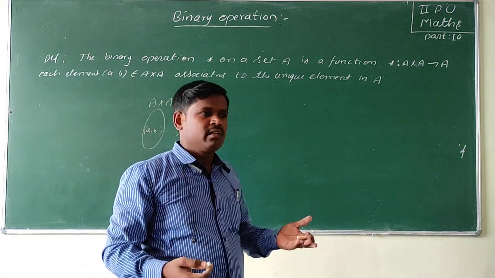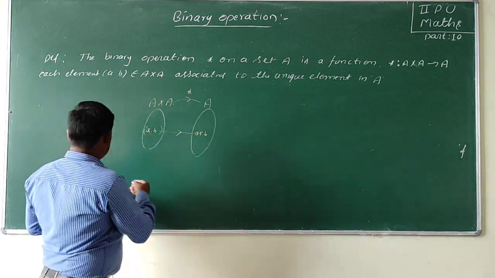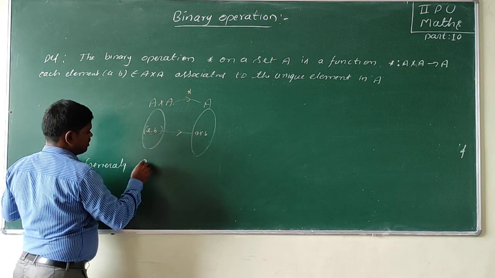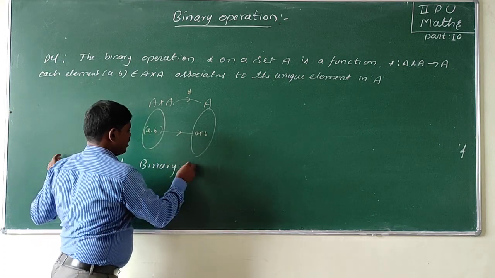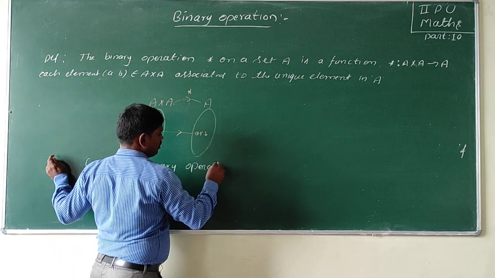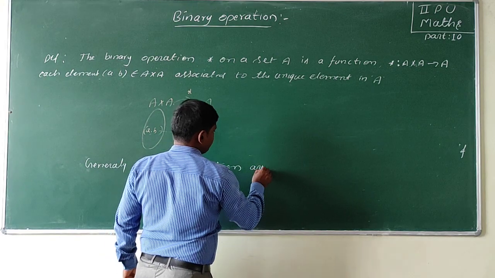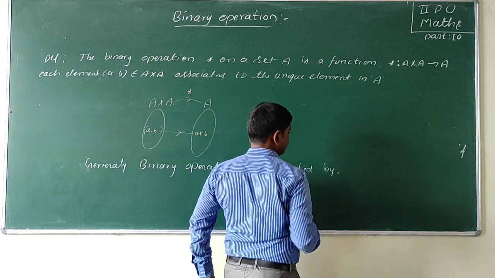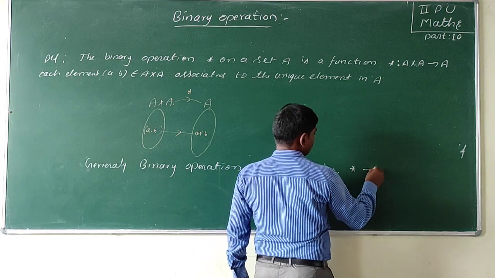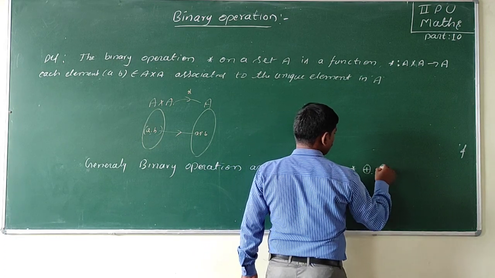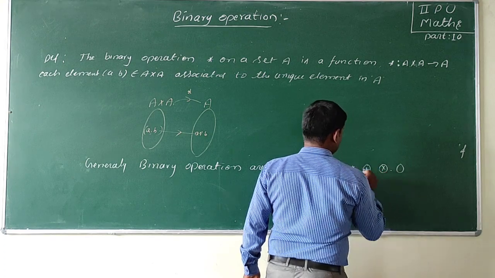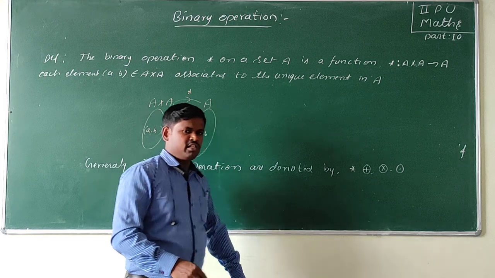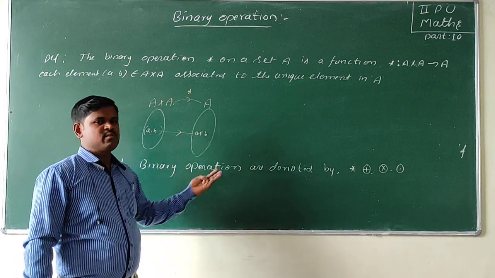Generally, binary operations are denoted by star, addition, multiplication, or like this. So we are going to define and denote them like this. So this is the binary operation.